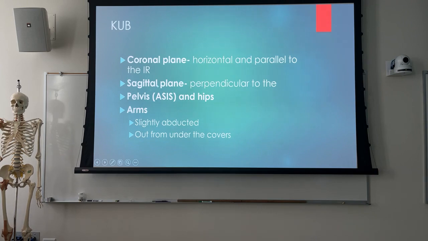So for a KUB, the coronal plane should be parallel to the image receptor, perpendicular to the central ray. The sagittal plane should be perpendicular to the image receptor, parallel to the central ray. We're going to look at the pelvis, and the ASIS should be equidistant from the image receptor. Arms slightly abducted, and if you're shooting a KUB, get the arms out from underneath the covers.